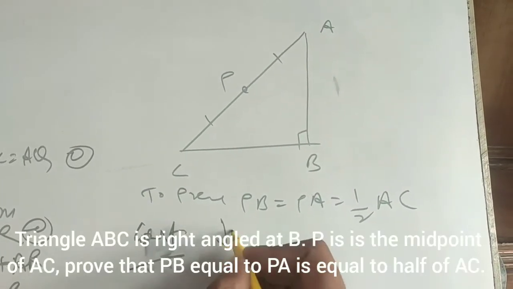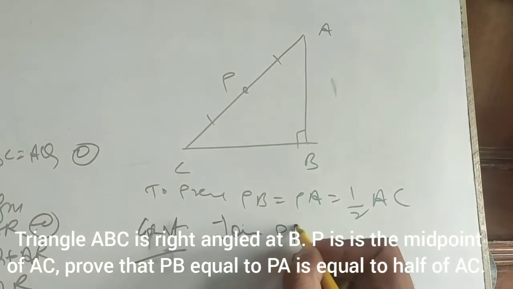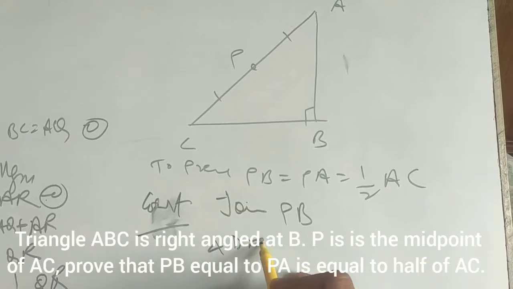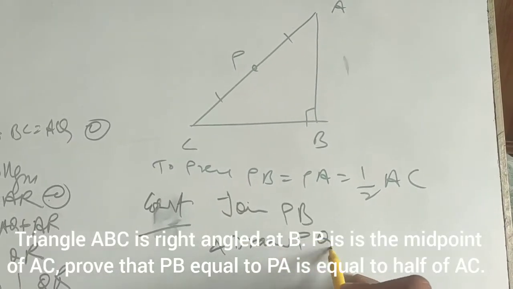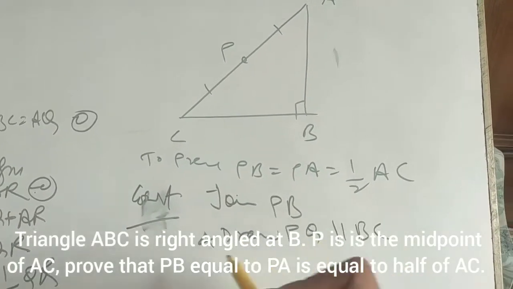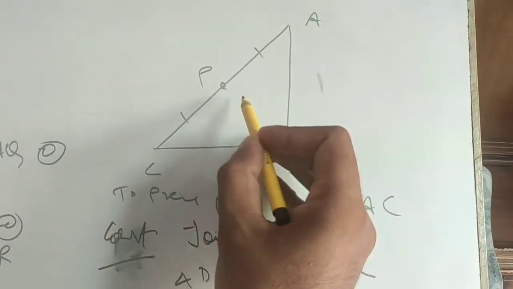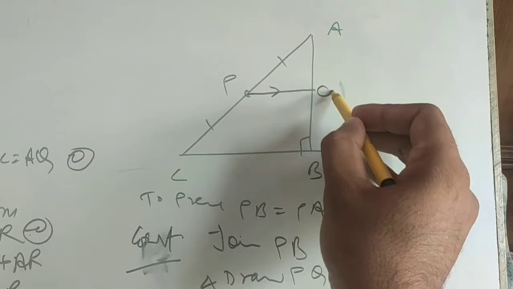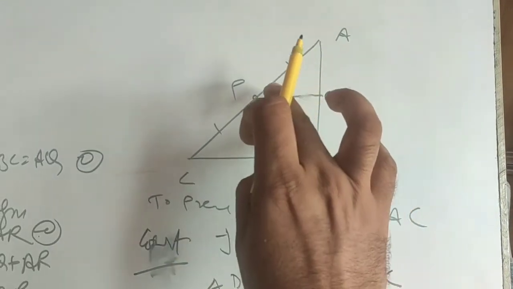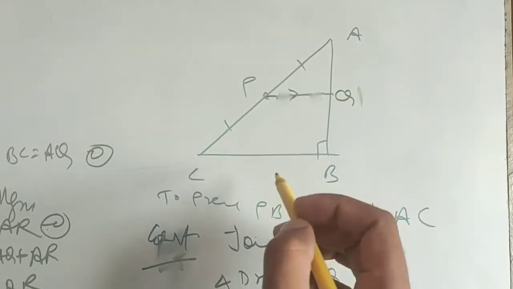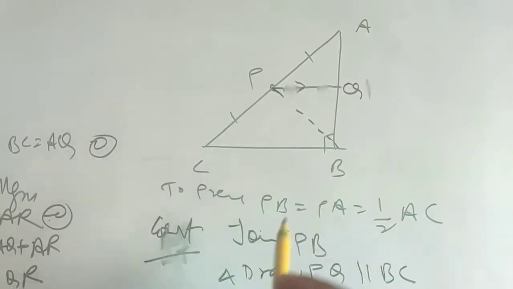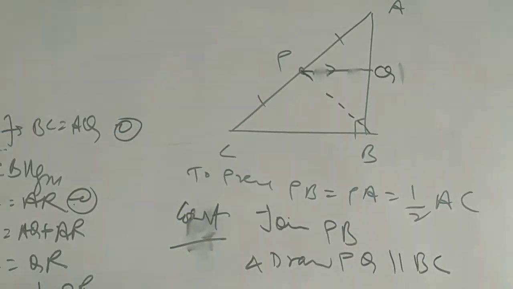Construction will be: join PB and draw PQ parallel BC. Suppose this is PQ parallel to BC. This is a dotted line, okay? PQ parallel BC, and this is the PB joint.